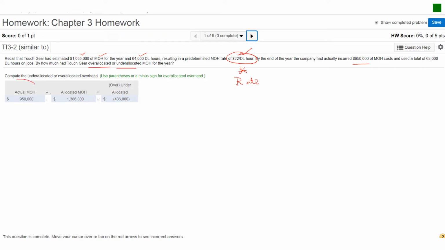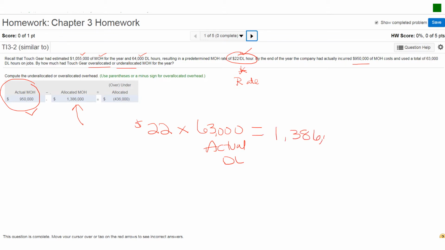So notice they've already given you part of it. They already gave you the actual overhead, so 950, you can just plug that in here. So you're going to have to calculate the allocation. What you'll do is take that $22 rate per direct labor hour and multiply that by the 63,000 actual direct labor hours incurred. When you do that, you're going to get 1,386,000. That's going to be your allocated overhead. That's going to go right there.